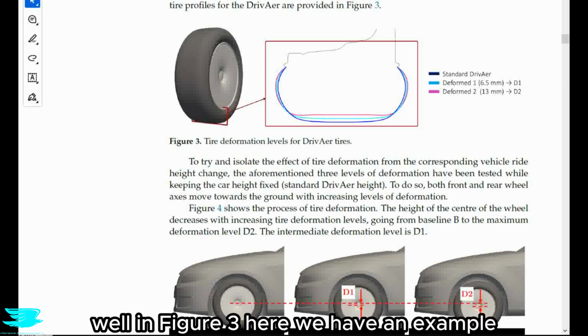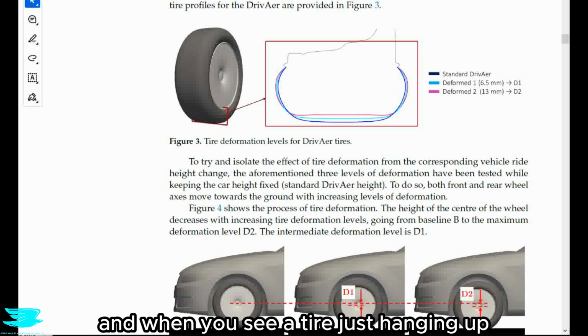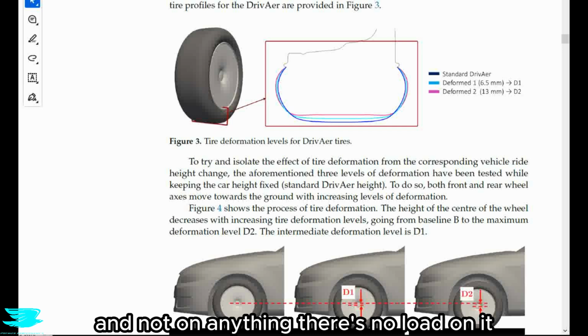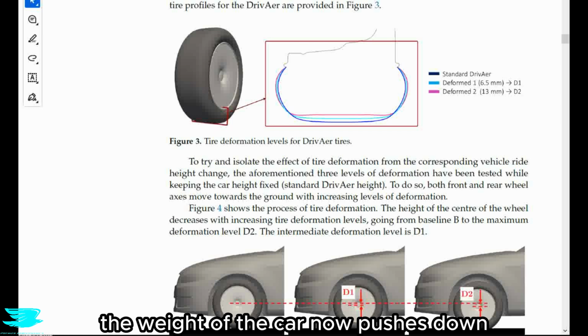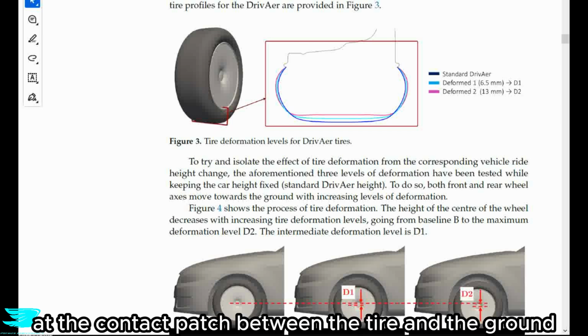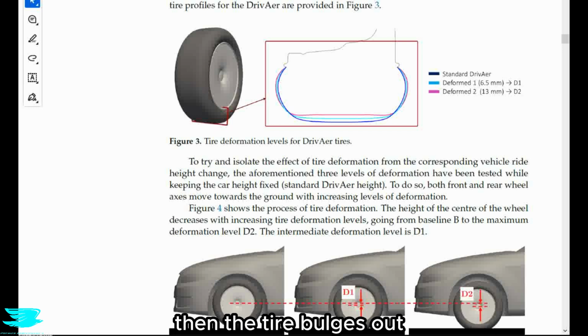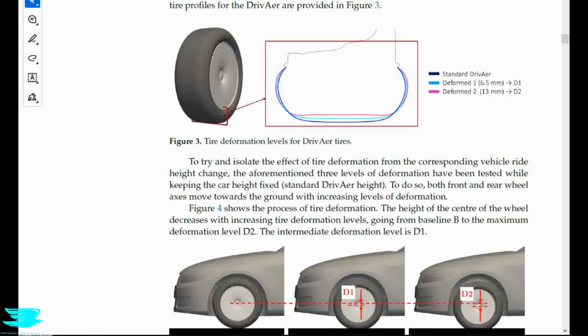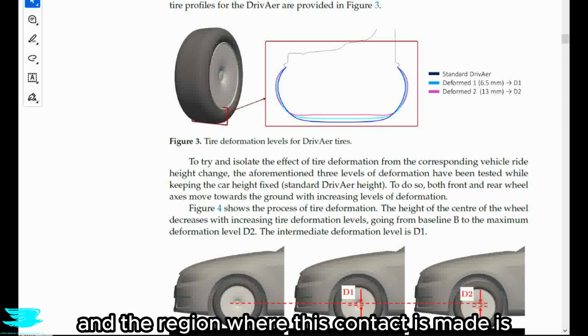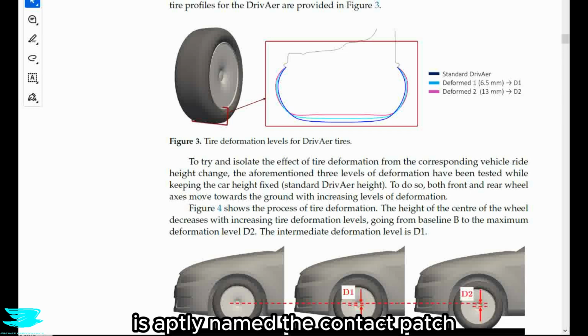have an example. When you see a tire just hanging up and not on anything, there's no load on it. Then when you put it on a car and lower it, the weight of the car now pushes down, particularly at the contact patch between the tire and the ground. Then the tire bulges out, as shown here in figure 3 with these different lines. And the region where this contact is made is aptly named the contact patch.